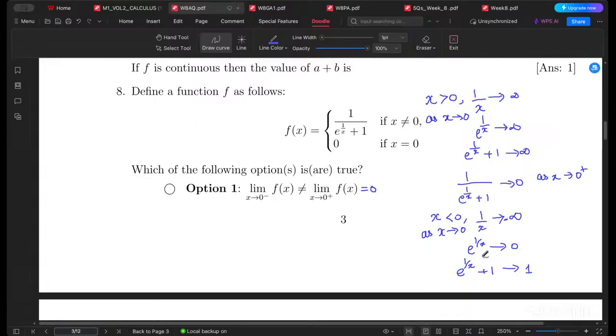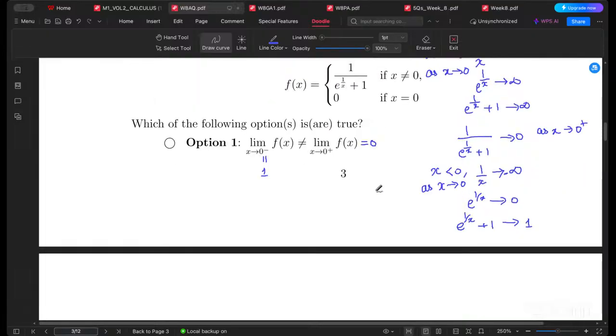That's like the horizontal asymptote. Here you see that because the denominator is going to 1, the entire term is going to 1. So the left hand limit is actually 1. Is that clear? So you can see that the first option is correct. The left hand limit and the right hand limit are not equal. The left hand limit is 1 and the right hand limit is 0. Option 1 is fine.